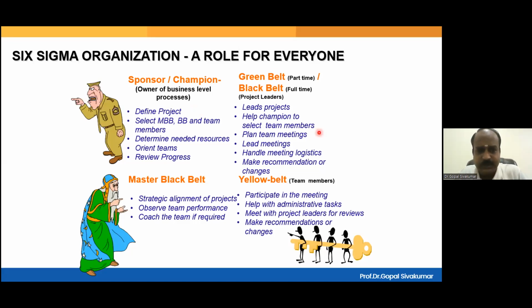So here some responsibilities are given. You all can read it. The material will also be shared. I think that will come tomorrow. The yellow belt responsibility is to participate in the meeting, help with administrative tasks, meet with the project leaders and make recommendations.